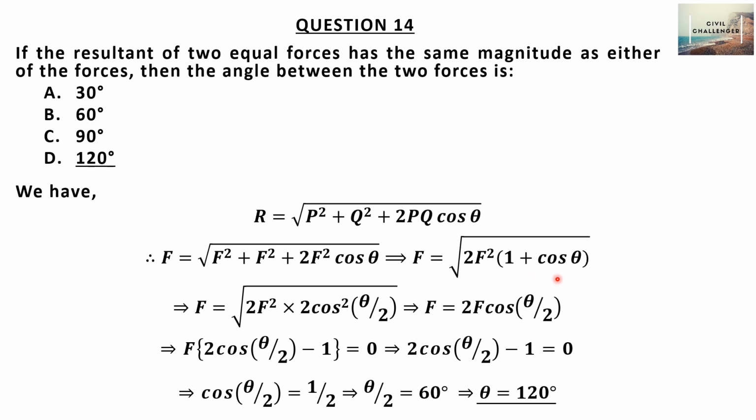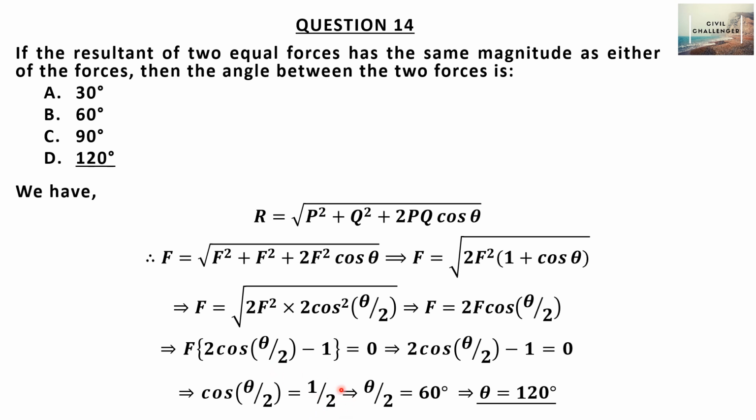Now 1 plus cos theta is equal to 2 cos square theta by 2. Okay, so simplifying, we'll get f is equal to 2f cos theta by 2. Now taking it to one side and taking the common factor f, we can say that f into 2 cos theta by 2 minus 1 is equal to 0. So we have f as non-zero. Therefore 2 cos theta by 2 minus 1 should be equal to 0. And simplifying, we'll get cos theta by 2 is equal to 1 by 2.